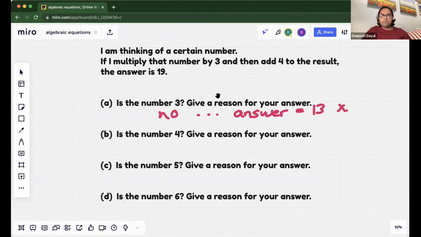And is the number 4? So if we plug 4 in, what do we get? 4 times 3 is 12, and then you add 4, so it is 16. Yes, that's right. Well done. So this is no as well.